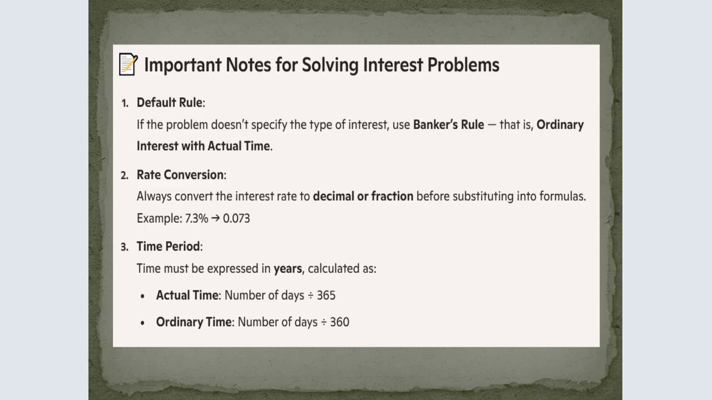The time period: time must be expressed in years, calculated as, for actual time, the number of days divided by 365. For ordinary time, the number of days divided by 360.